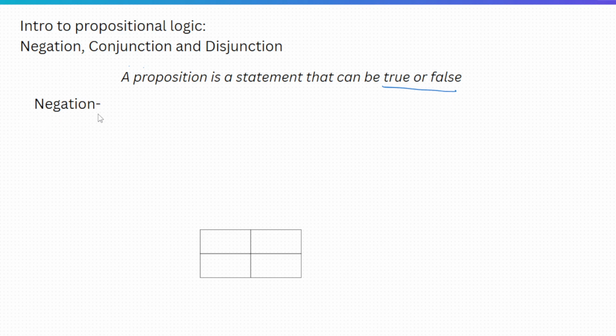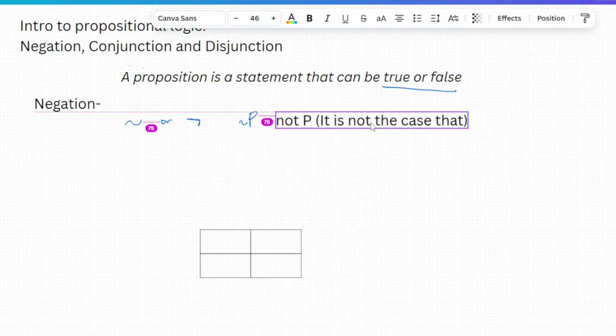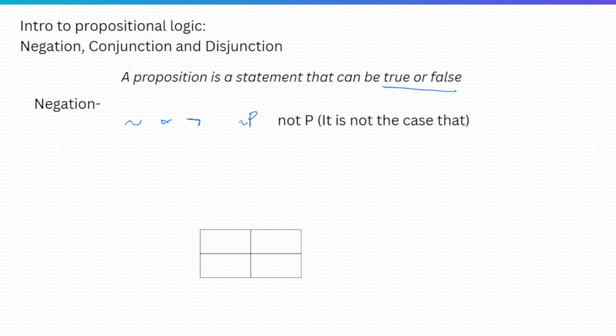Looking at negation here, it is represented by either a tilde or the symbol for negation, just this little sideways L. When we do a negation, we're basically saying if P is a proposition, the negation of the proposition would be not P, or it is not the case that P. So basically we're just saying the opposite of whatever the proposition is.